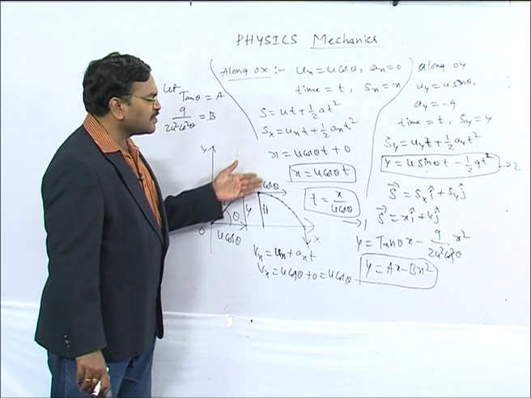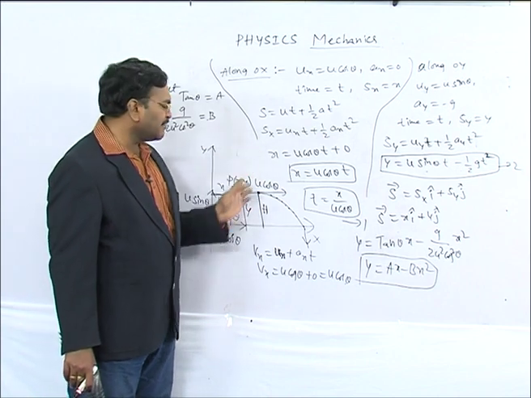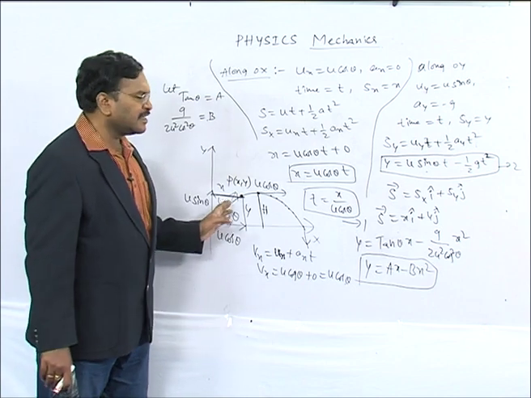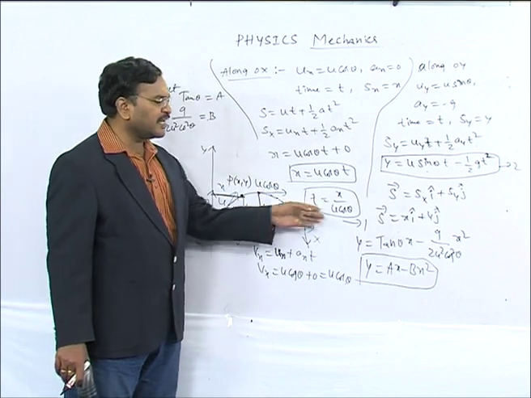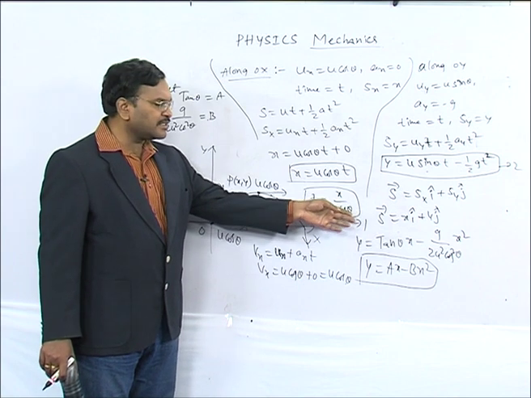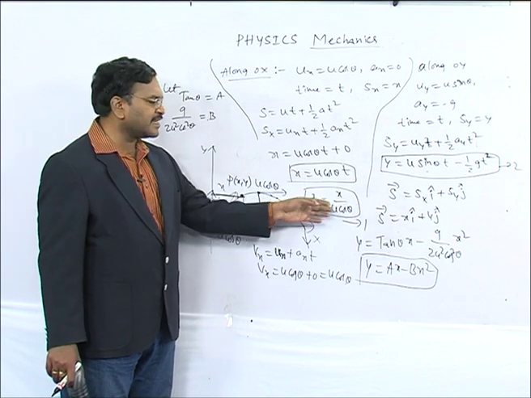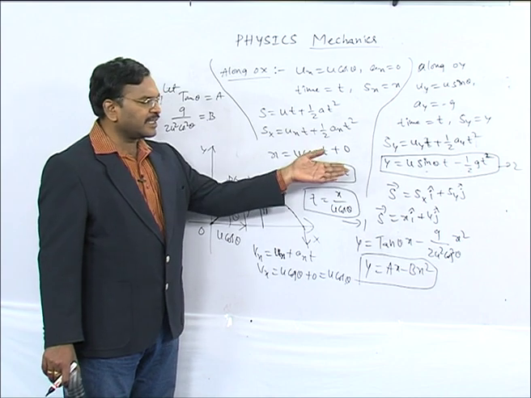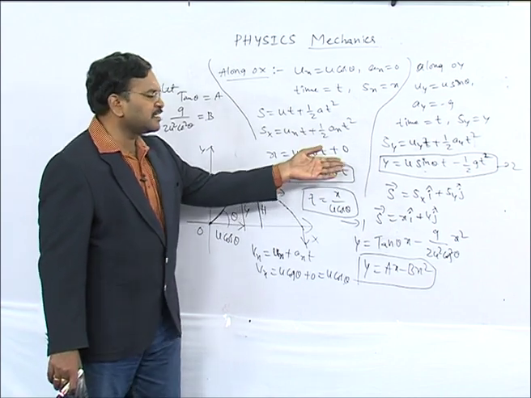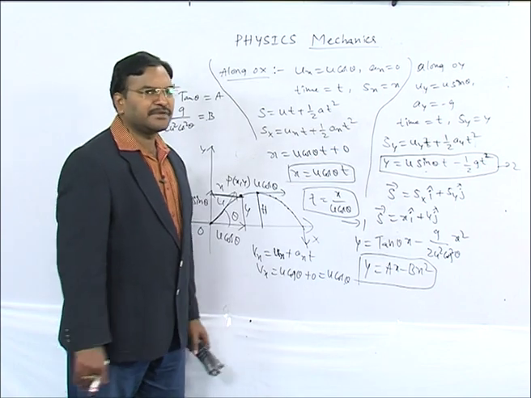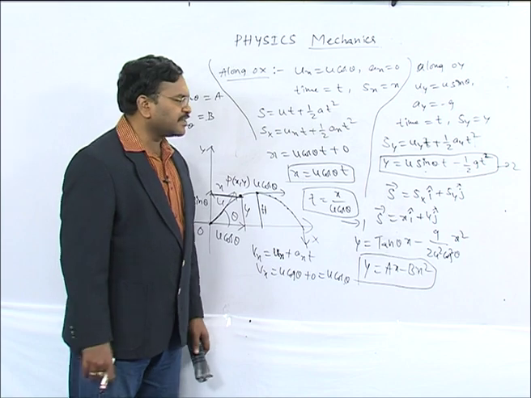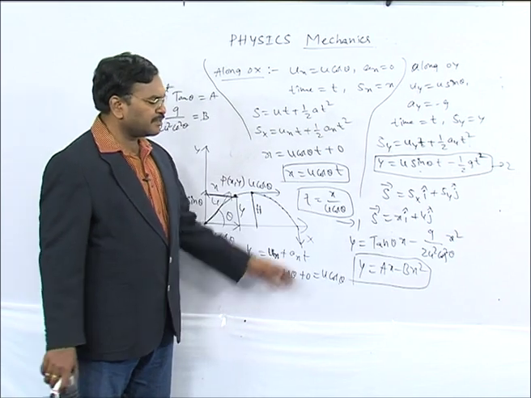So, how do they ask questions? Suppose they give a velocity: a body projected with 20 meter per second, angle of projection 30 degrees. Find the displacement vector. How do we calculate the displacement vector? S bar is equal to x i cap plus y j cap. What is x? x is u cos theta into t. What is y? The vertical displacement. What is the vertical displacement? u sin theta into t minus half g t square. This is the vertical displacement of a projectile.